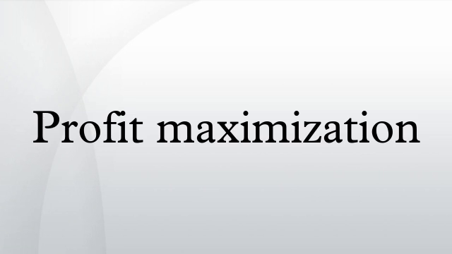The marginal revenue product is the change in total revenue per unit change in the variable input. That is, MRPL equals ΔTR/ΔL. MRPL is the product of marginal revenue and the marginal product of labor, or MRPL equals MR times MPL.